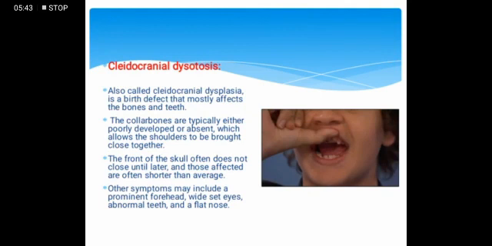Cleidocranial dysostosis, also called cleidocranial dysplasia, is a birth defect that mostly affects bones and teeth. The collarbones are typically either poorly developed or absent, which allows the shoulders to be brought close together. The front of the skull often doesn't close until later, and those affected are often shorter than average. Other symptoms may include a prominent forehead, wide set eyes, abnormal teeth, and a flat nose.